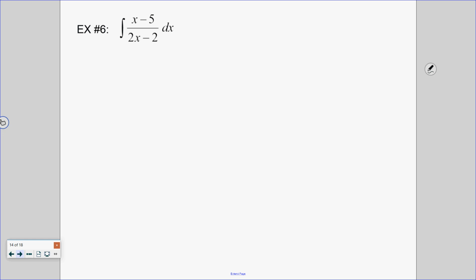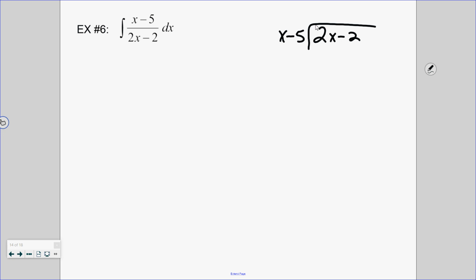So I'm going to do long division to do this question. As long as the top degree is greater than or equal to the bottom, you can use long division. So we'll do long division here. It'll be really easy. It's really short.